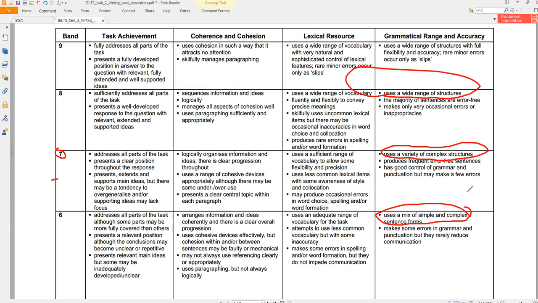Now, what complex means in terms of the IELTS test is a sentence with 2 clauses, a subordinate clause and a main, joined by a relative pronoun, joined by a conjunction, etc. That's all it means. That's all a complex structure is in terms of the IELTS test.